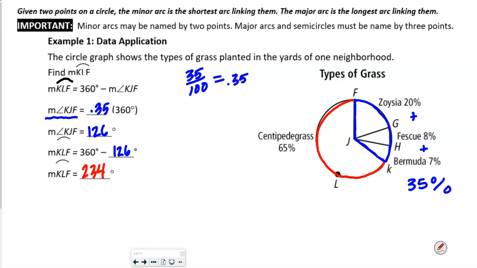Now there is another way to do this. Notice we have the 65% right there. So we could have done 360 times 0.65, right? And if you do that in your calculator right now, you will see that again, that's 234 degrees. Okay?